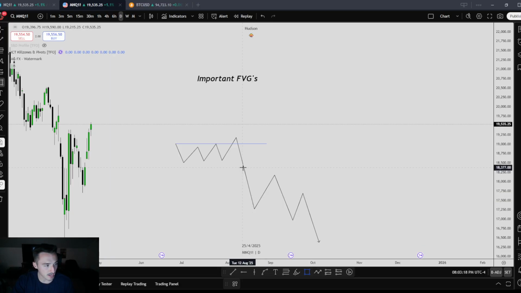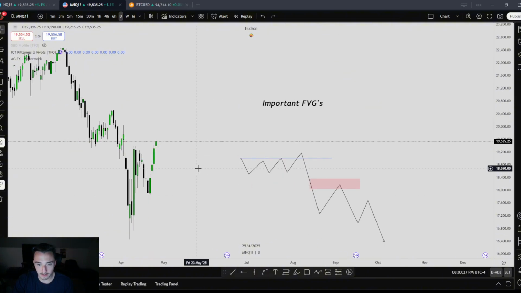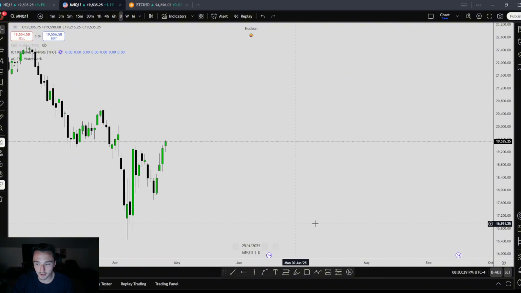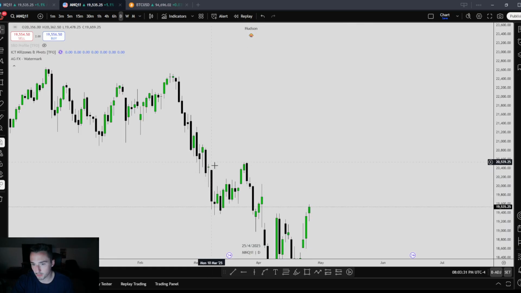A fair value gap is a 3-candle pattern, and what you want to see is a tap into that and then continuation. A fair value gap is literally just, I'm guessing if you watch this video you know what it is, but this is a fair value gap. 1, 2, 3 candles, boom, right there. That's a fair value gap right here.